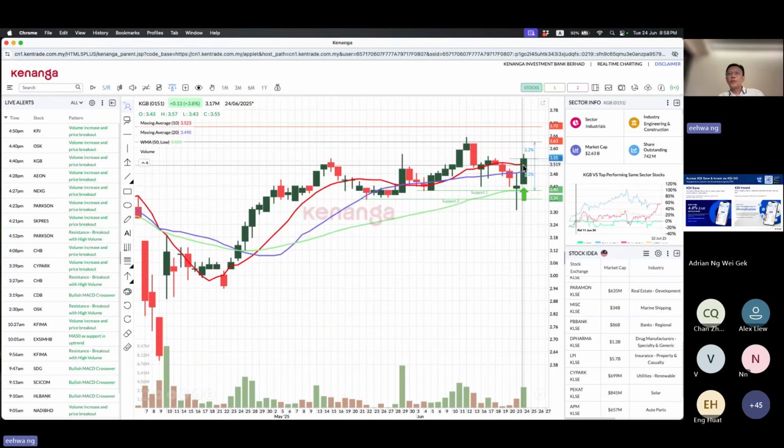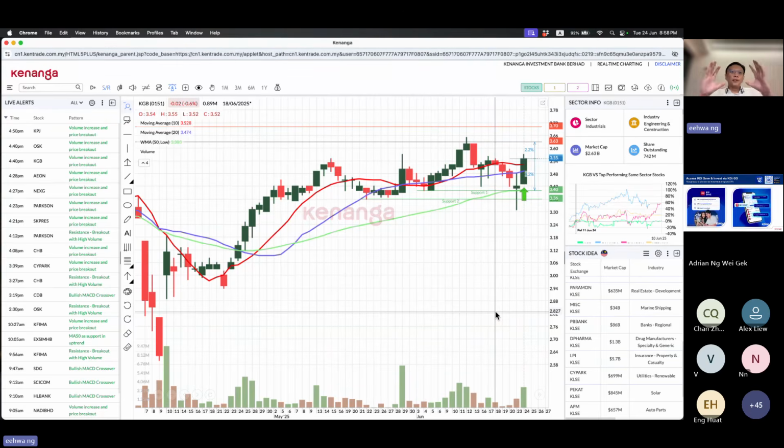Okay, so it closed above the 10-day. Right, so if you do the screening, you should spot KGB and then tomorrow prepare 363. Now, this is the technical part, technical analysis, technical trading setup part. The other part, remember, is the catalyst, why this stock can go up.